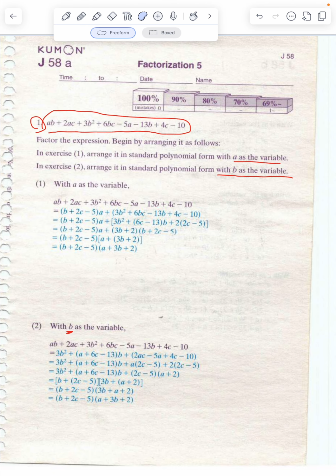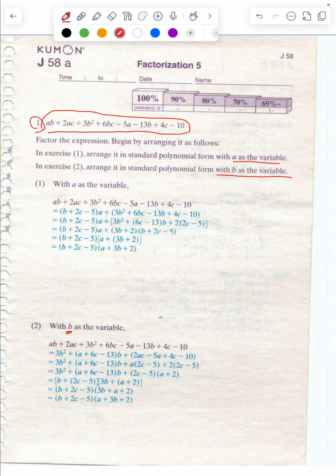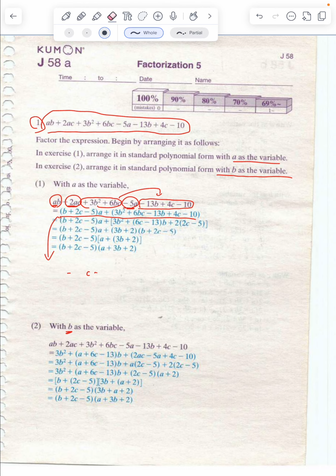For the first question, if we use A as a variable, let's find everything that has A in it. We have AB, AC, and 5A, and everything else that doesn't have A, for example the 3B squared plus 6BC, we will throw to the back. So when we arrange the equation, it becomes this. This actually comes from AB plus 2AC minus 5A, exactly these three, and we're just taking out A. So you will have the equation with A in it.